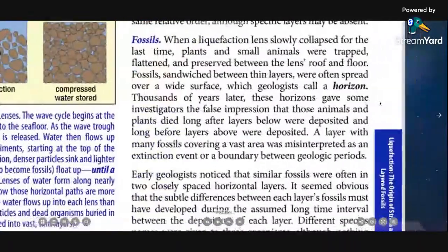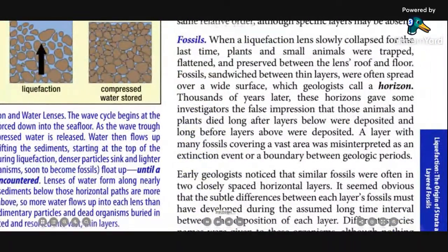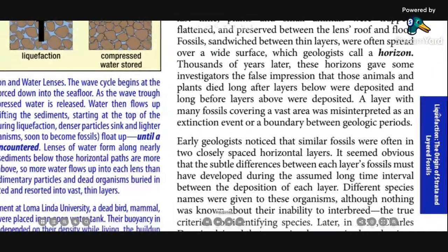When liquefaction lenses slowly collapsed for the last time, the plants and animals were trapped, flattened, and preserved between the lens roof and floor. Fossils sandwiched between thin layers were often spread over a wide surface, which geologists call a horizon. Thousands of years later, these horizons gave some investigators the false impression that those animals and plants died long after the layers below were deposited and long before layers above were deposited.